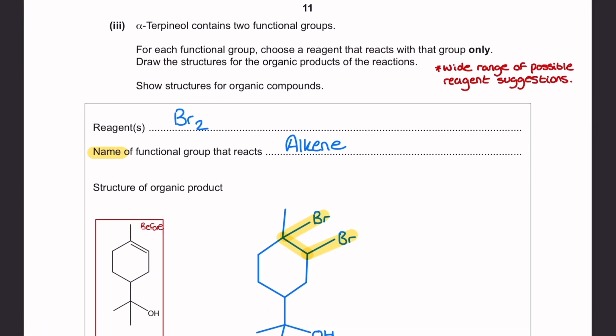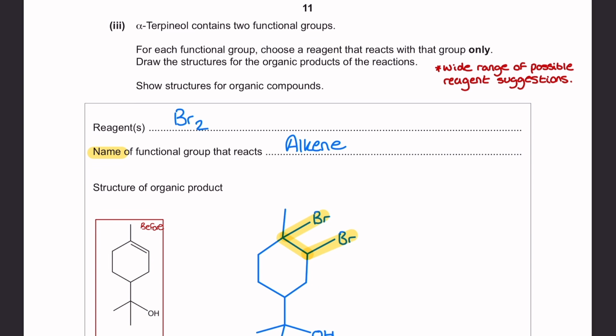Next up, alpha terpineol contains 2 functional groups. For each functional group, choose a reagent that reacts with that group only, and that's out of the other groups on the structure. Doesn't mean only ever in all of chemistry. It's saying it would only react with that part of the molecule.